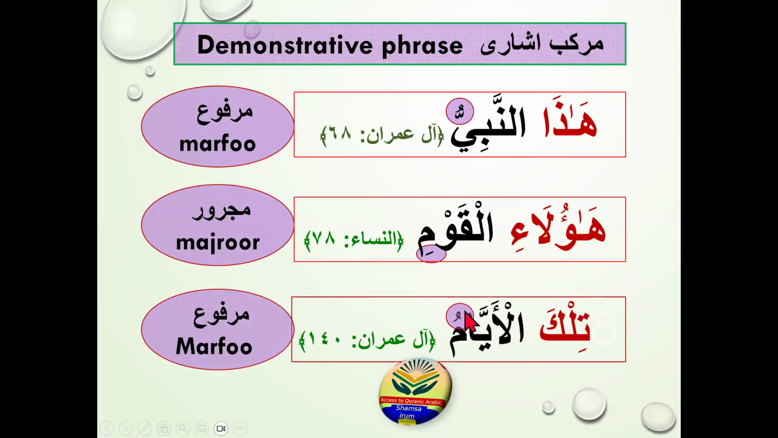Tilkal ayyamu. The Arab here is marfu because the musharun ilayh tells us it is marfu because of dhamma, and it is an exceptional case as well. Al ayyamu is the broken plural of the irrational, a ghair aqil jama mukassar. That's why we use here the ism ishara wahid muannas, the singular feminine demonstrative pronoun.